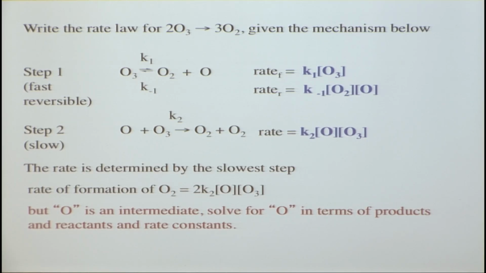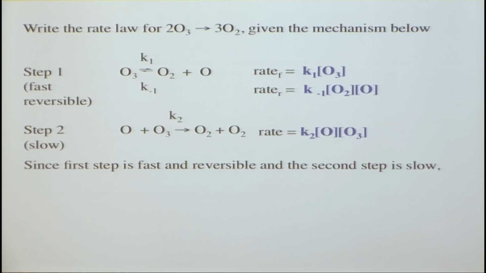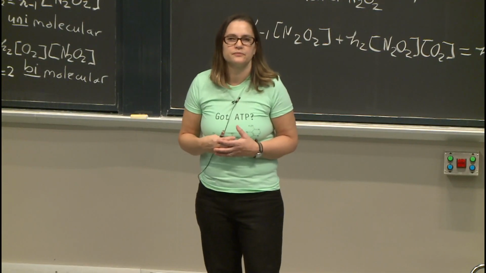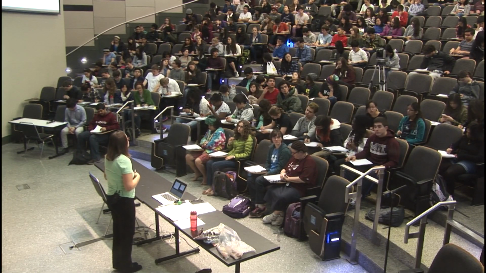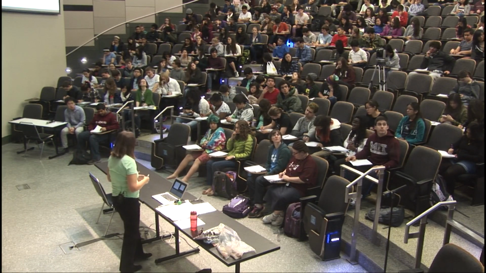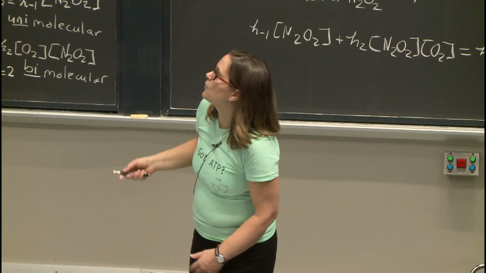But again, O is an intermediate, so we need to solve for it in terms of our products, reactants, and rate constants. But now, we're told something about fast and slow steps right up front. And so if we have a fast reversible step followed by a slow step, how can we solve for the concentration of our intermediate in a simpler way than we've been doing? What do we use? Or what can we use? We can use the equilibrium expression. So we can put that in.